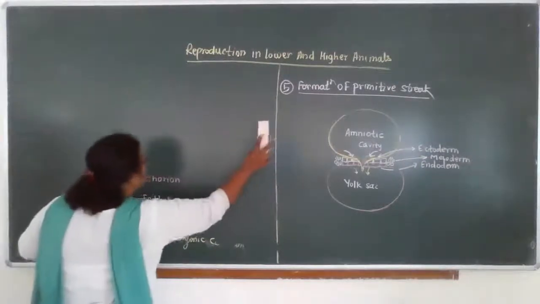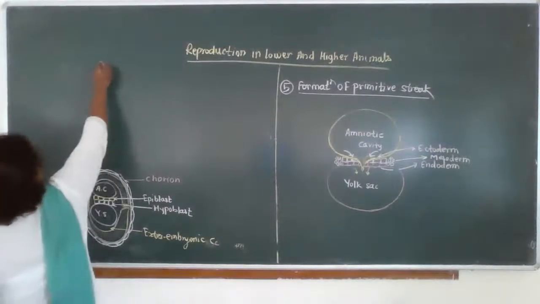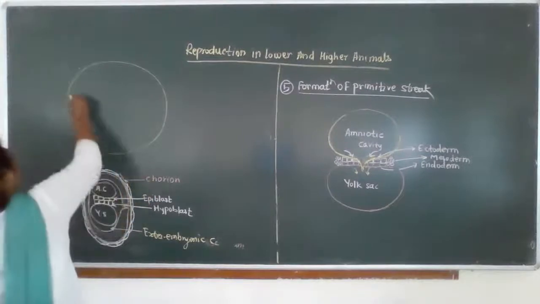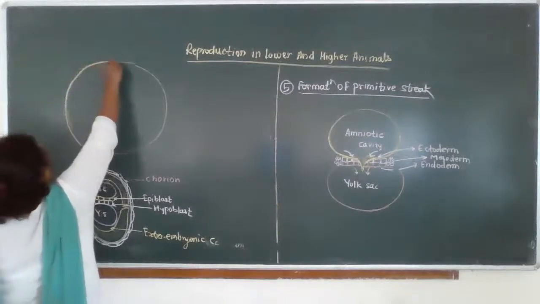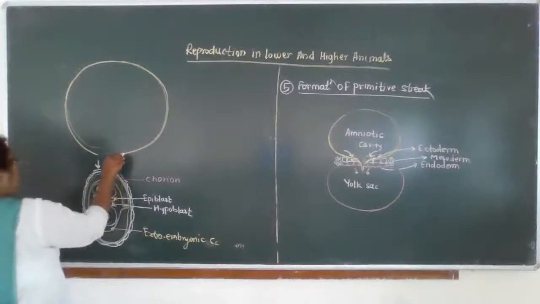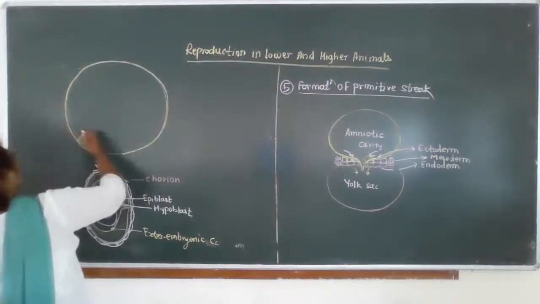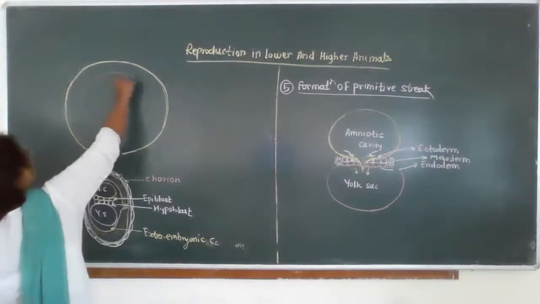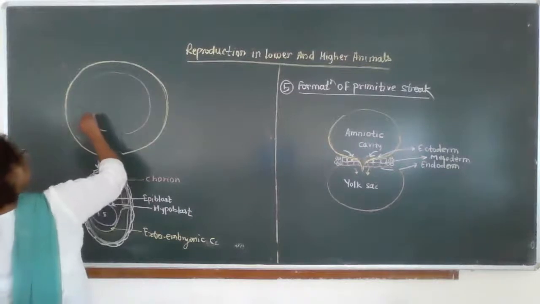Further on, I'm showing the diagram in front of you for more clarity. The outermost covering is called the chorion, which is derived from the trophoblast, right? Just within it, the next one is the amnion. This one is the amnion, and it encloses the cavity.